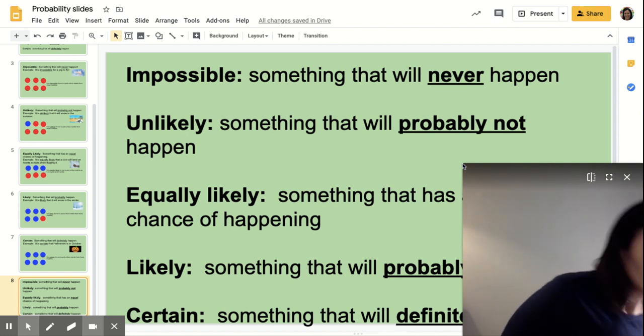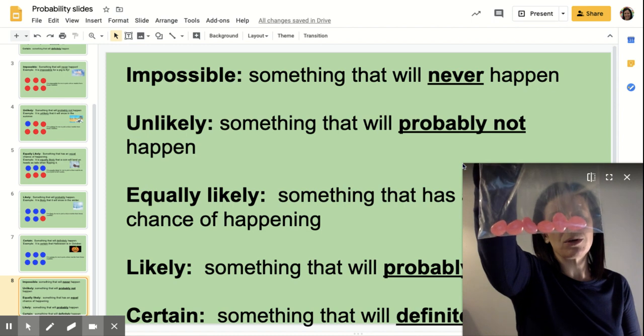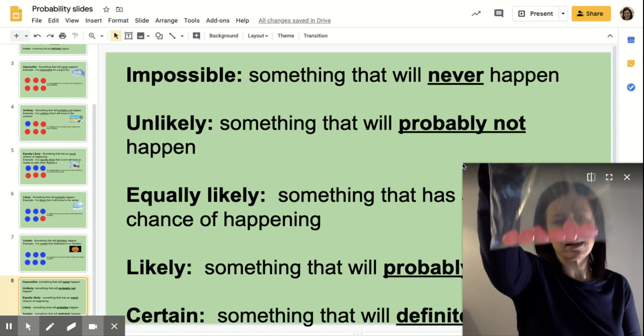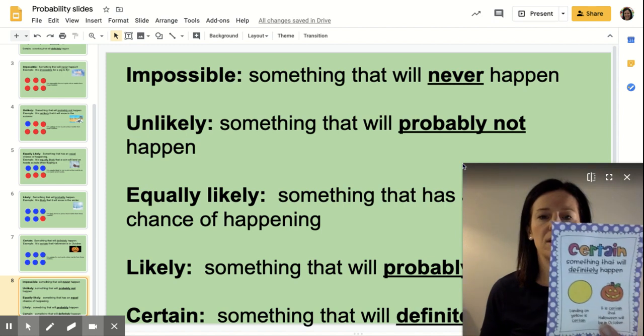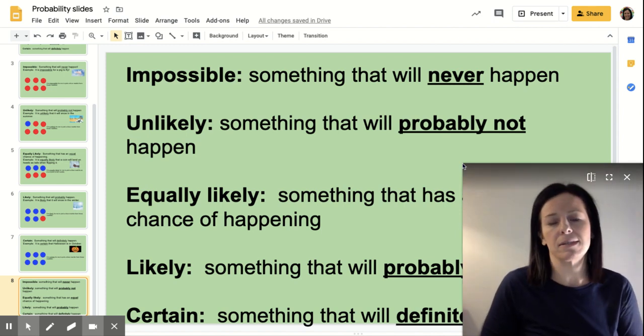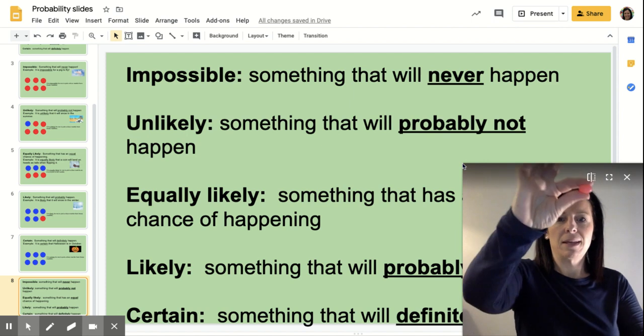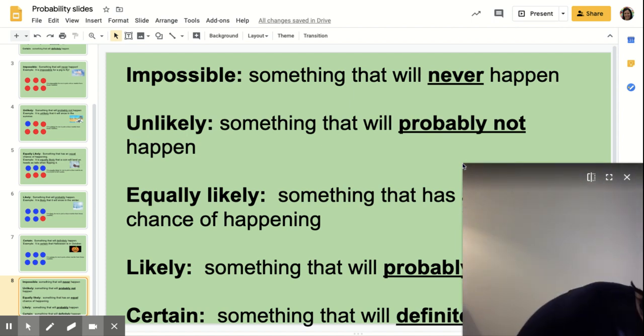All right, let's look at this bag here. So I have all pink. What do you think? Impossible, unlikely, equally likely, likely, or certain? If you said certain, you are correct. I certainly will pick a pink because that's all there is. So I'll still do it. There's my pink.